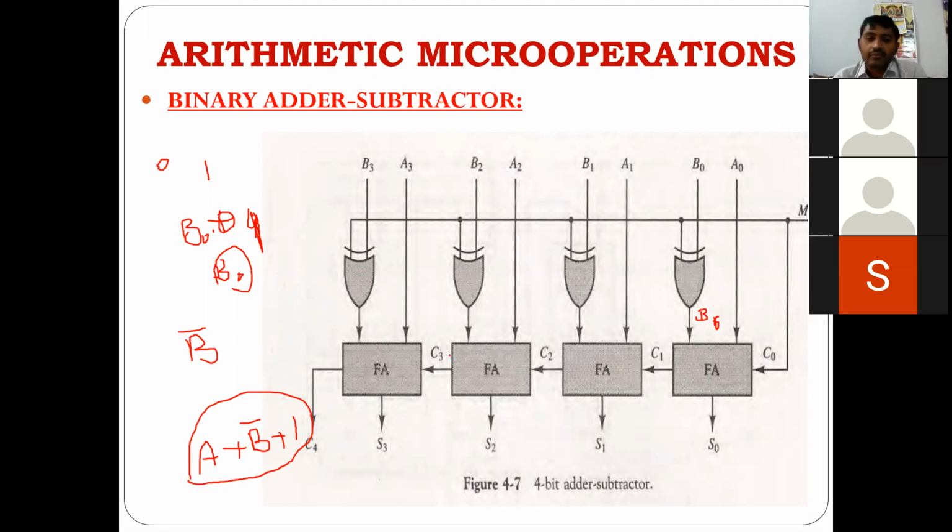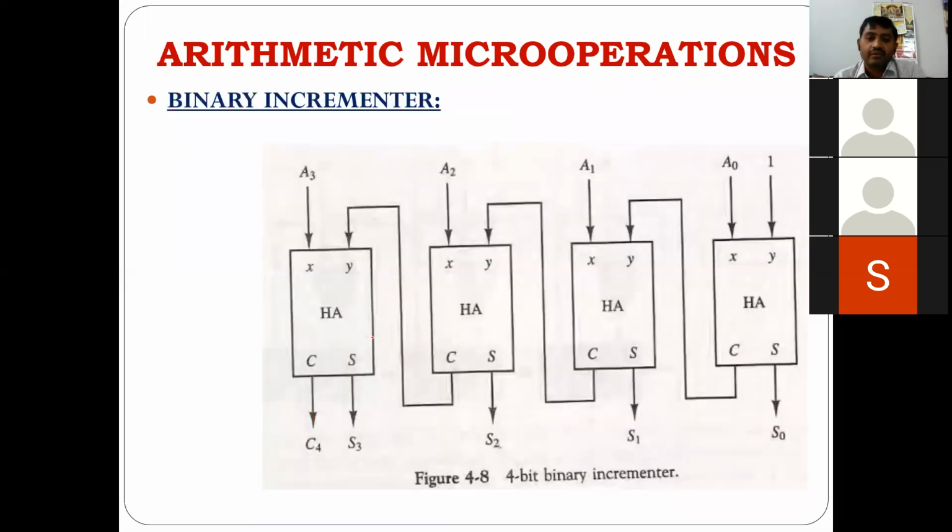Okay. The next one is an incrementer. So incrementer, I said that it is incremented by 1. See here, you have got 4 half adders. Now a half adder is one which adds 2 bits and produces a sum and carry. See here, this is an arrangement in this way. Look here, X and Y are the 2 bits, right?